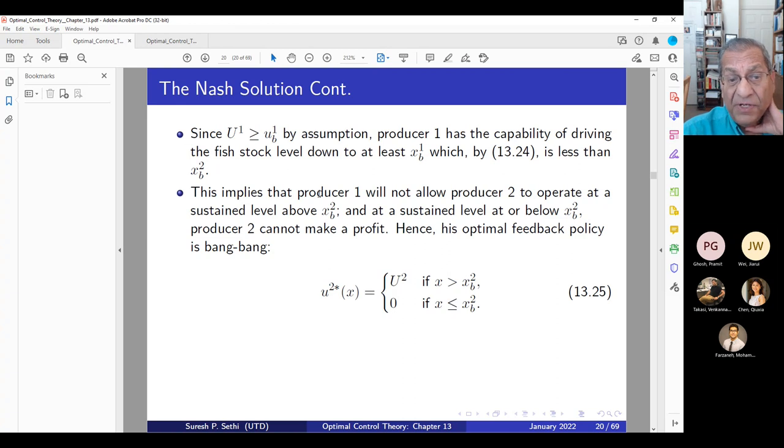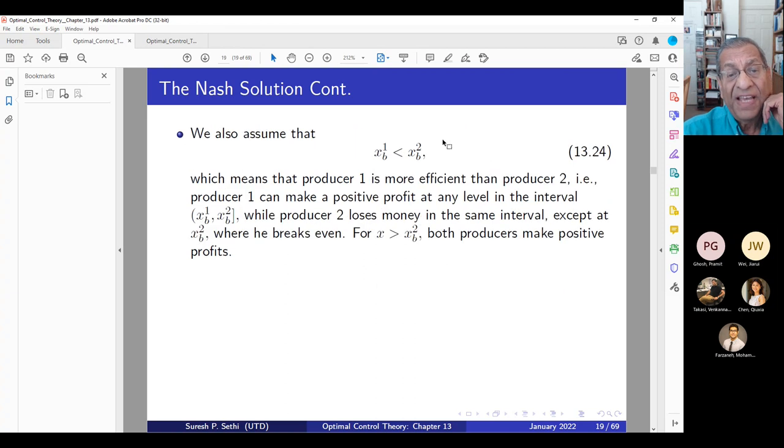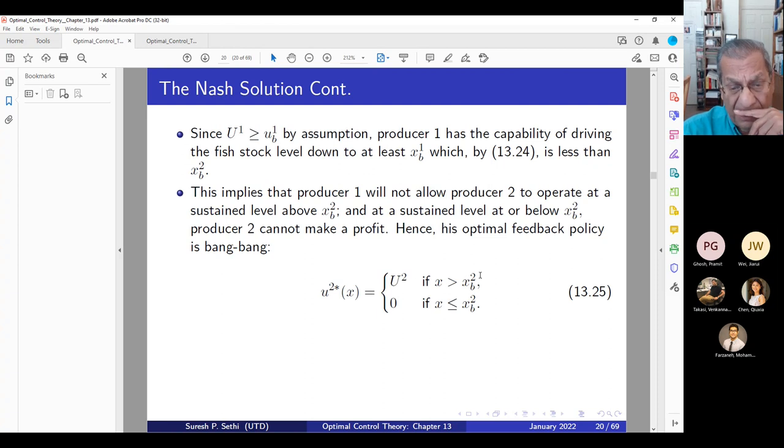This implies that producer one will not allow producer two to operate at a sustained level above XB2. That means if the fish mass is bigger than XB2, this guy will fish like mad and bring the level down to XB2. So if he finds himself with X bigger than this, he's going to fish like mad, and he will fish zero at this level. Maybe he will stop at XB2. And then he will fish zero. This is his thing, less than that. Okay.